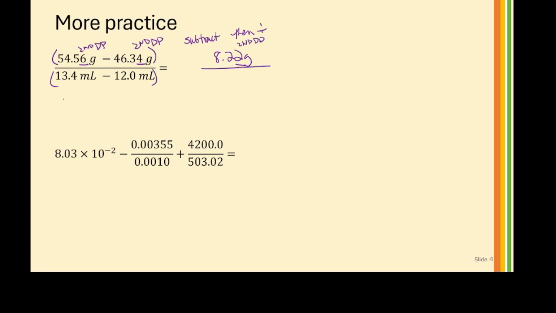And on the bottom, 13.4 minus 12.0, 1.4. This is good to the first decimal place. This one's good to the first decimal place. This one should be good to the first decimal place, which it is. Okay, and this is milliliters. So I didn't have to really round anything off anyways yet. I'm keeping track of it. Now I'm going to do the division.